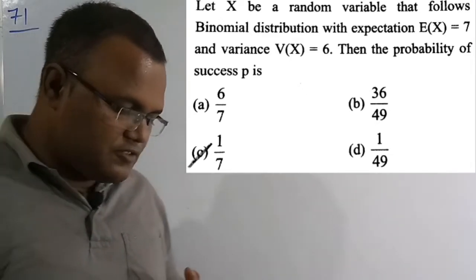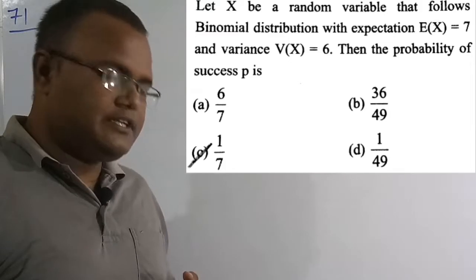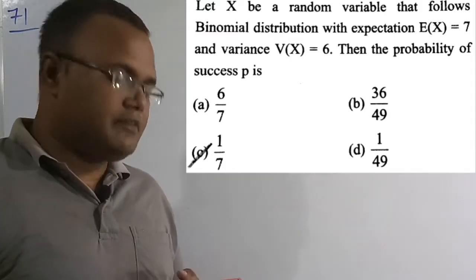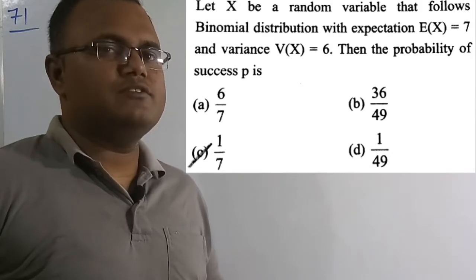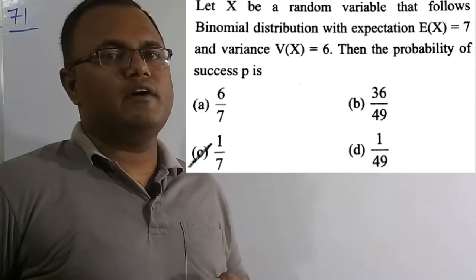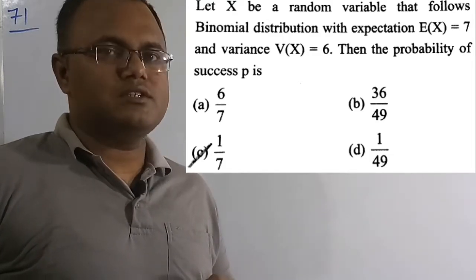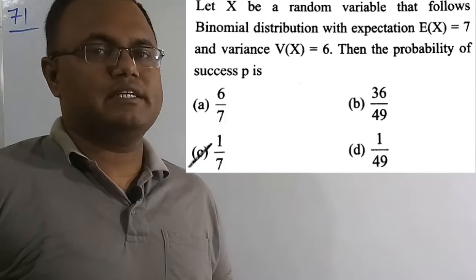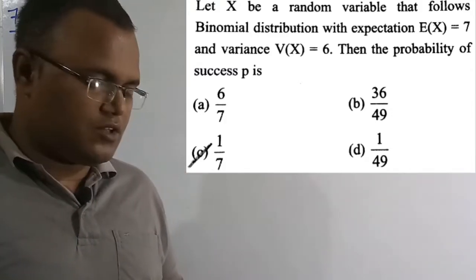In the question, they have given that x is a random variable that follows the binomial distribution, and the expectation of the random variable is equal to 7 and the variance of the random variable is equal to 6. Based on this, we have to find the value of the probability of success P. Out of the four options, option C, 1 by 7, is the correct solution of this question. So let's solve this numerical.